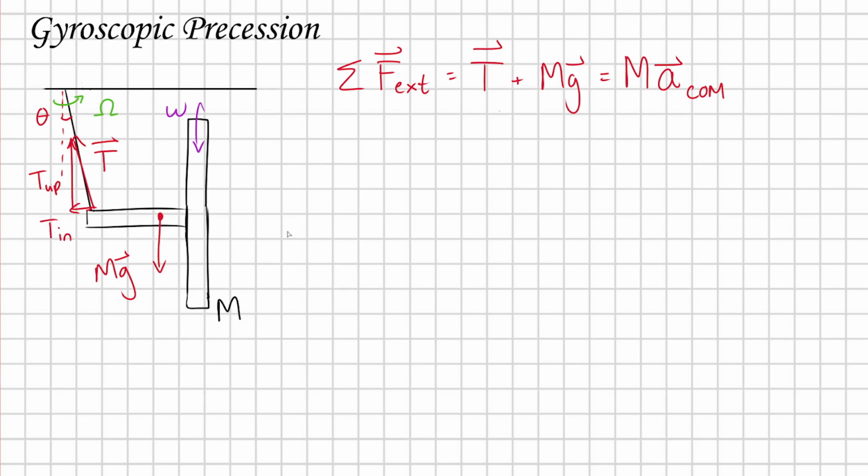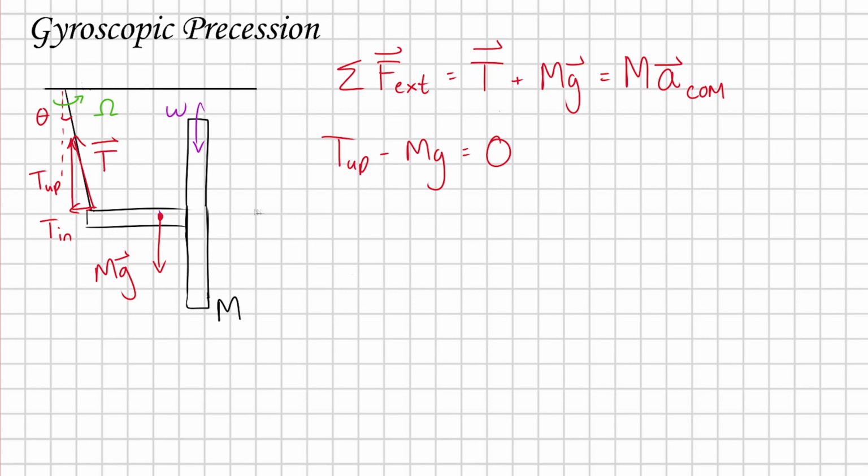And so we can write out two equations. First, in the vertical direction, I'm going to have T up minus Mg equal to 0, which is just a statement that these forces are going to have to cancel so that this center of mass isn't moving up or down.